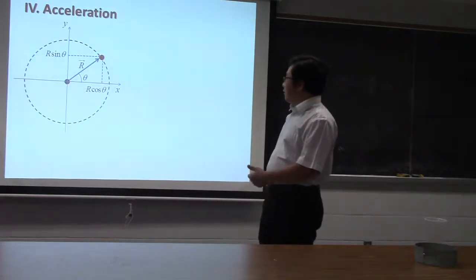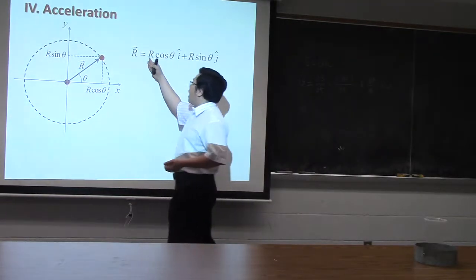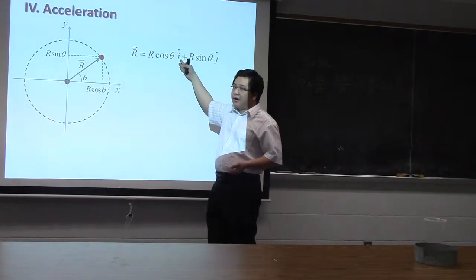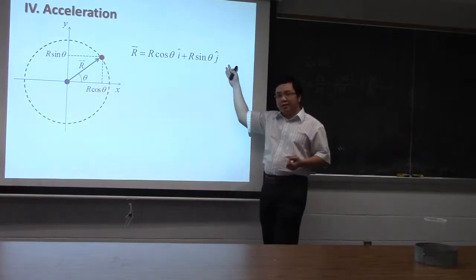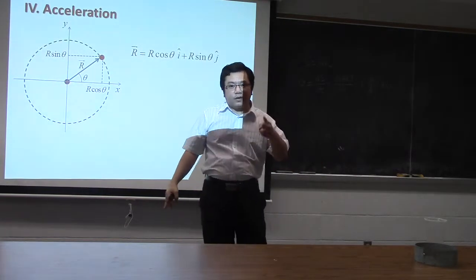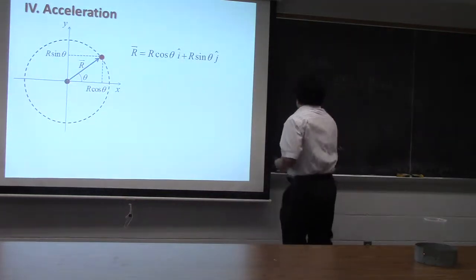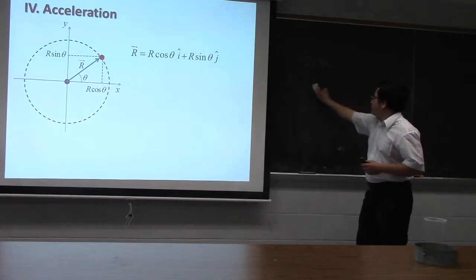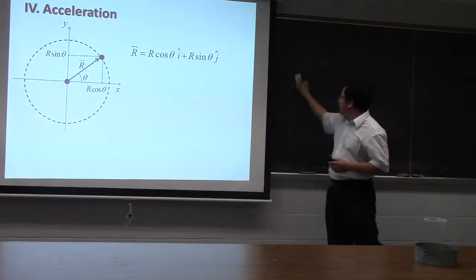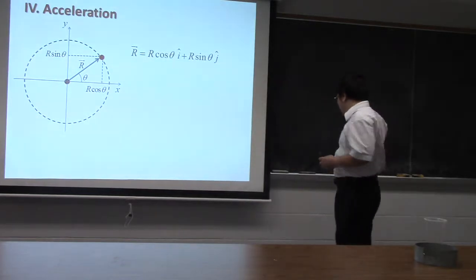Then the radius vector r can be written as r vector equals r cosine theta i hat plus r sine theta j hat, in which i hat and j hat are just two unit vectors of the x and y axis respectively. To find acceleration, I have to take time derivative of velocity. And to find velocity, I have to take time derivative of this position. So let's do that.